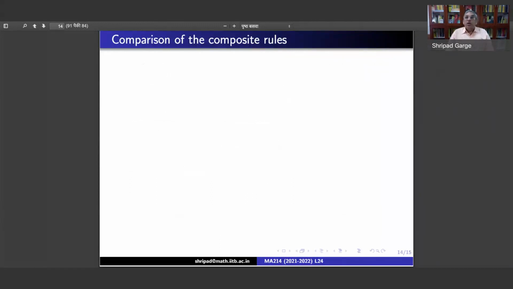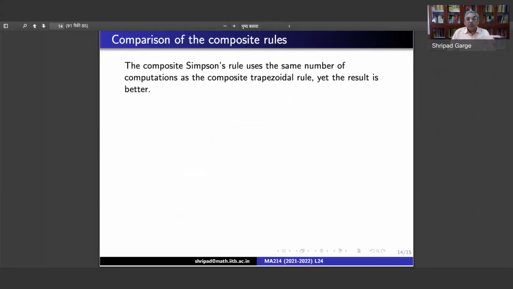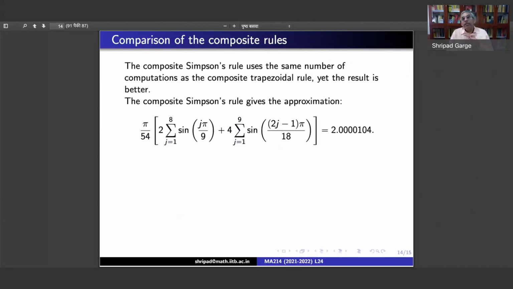In the comparison of these two rules, the composite Simpson's rule and the composite trapezoidal rule, if you are looking at the same n, then you are going to have the same number of calculations in both rules. For instance, if you were looking at the composite Simpson's rule with 18 subintervals, this is what we get. Our answer, which is actually equal to 2, would be 2.0000104. So it's giving you an error of less than 0.00002.